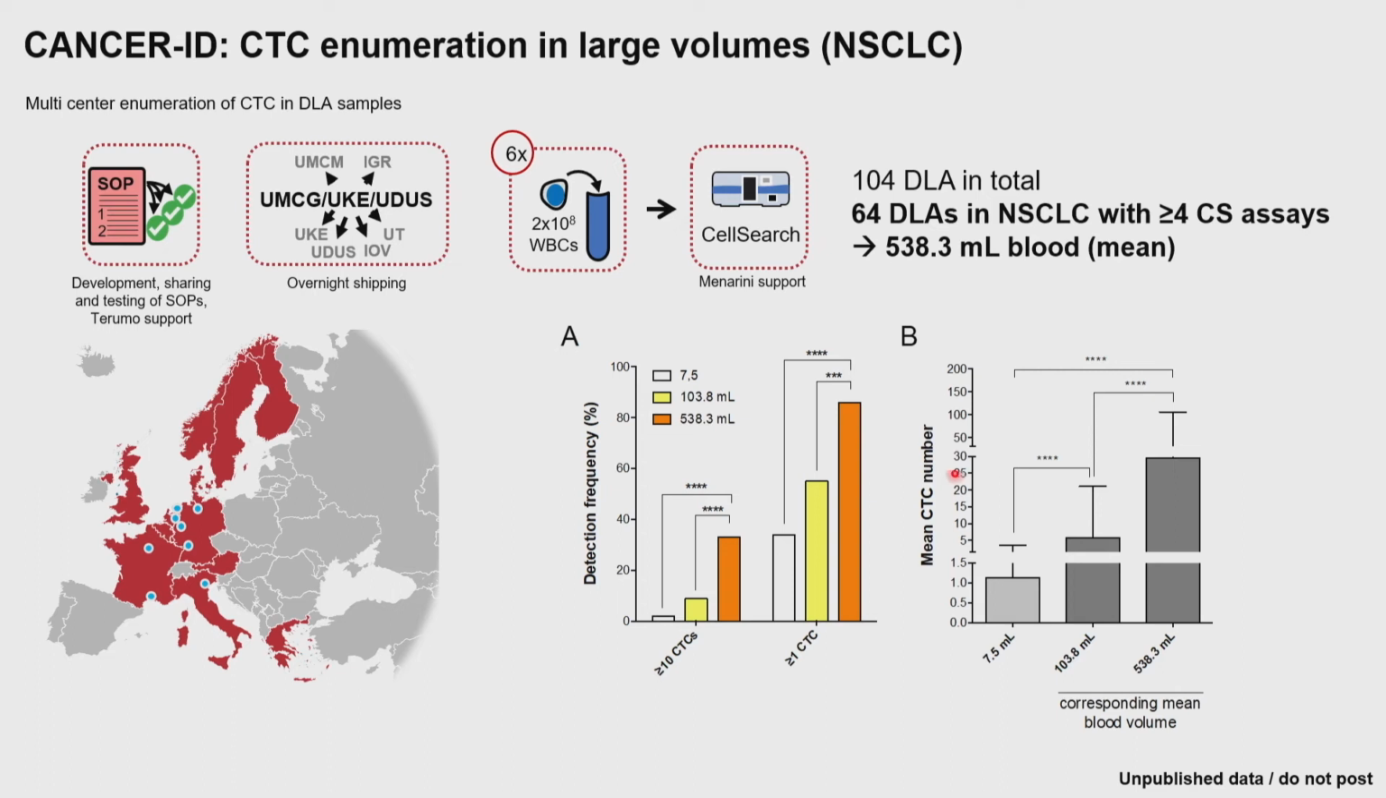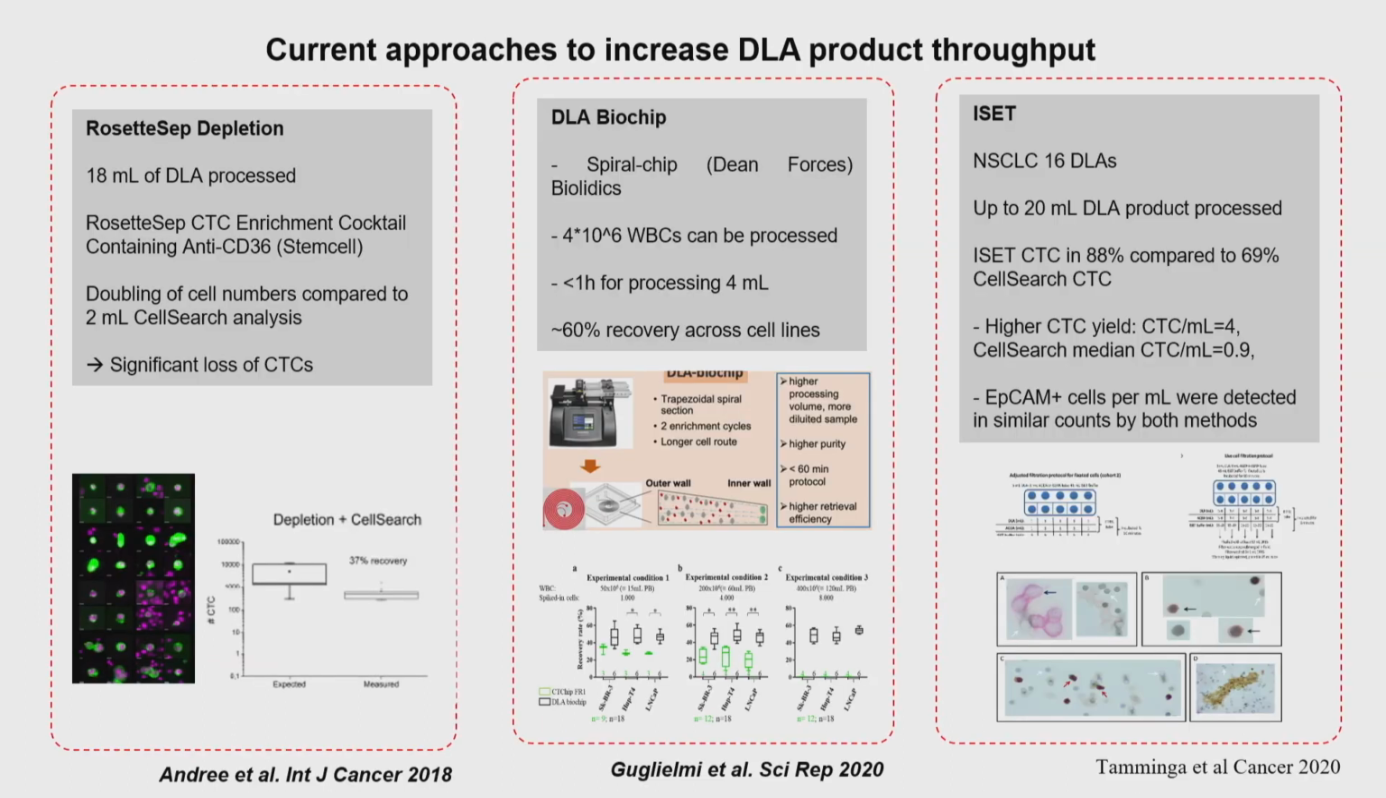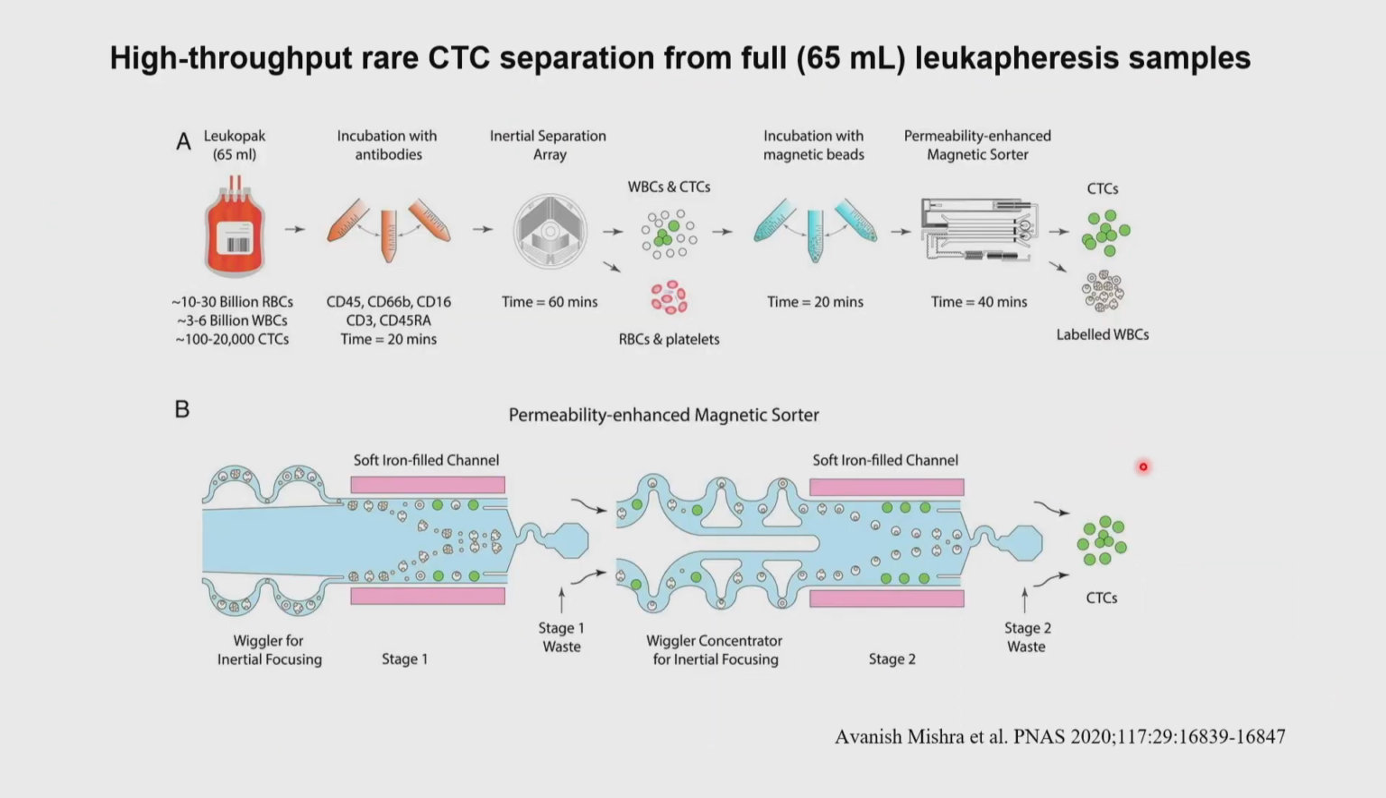But here, max, we are at 30%. We need to get to 100%. And this is right now still difficult. We have tried some technologies, depletion, different biophysical methods, or filtration devices. The problem here was that they're all not really effective, or it is difficult to work with these cells afterwards.